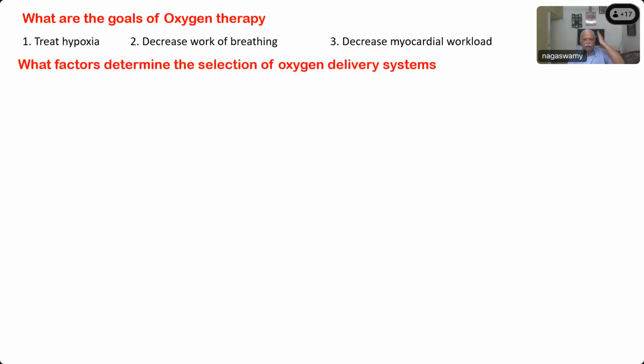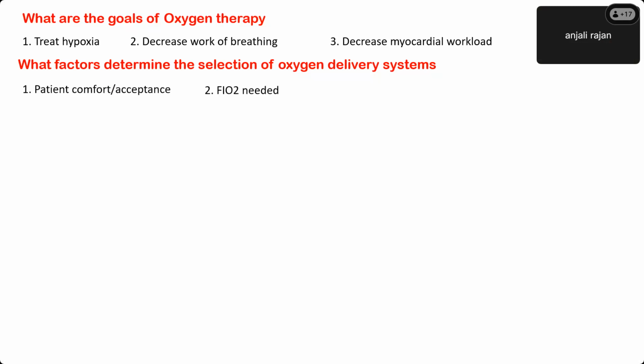What factors determine the selection of oxygen delivery systems? The respiratory rate of the patient. Consciousness of the patient. Consciousness, sir. Already Shukla has told that. Consciousness, respiratory rate, okay, patient comfort and acceptance. Some patients are very frightened even of the face mask, isn't it? You would have seen. They say, don't keep that, I feel suffocated.